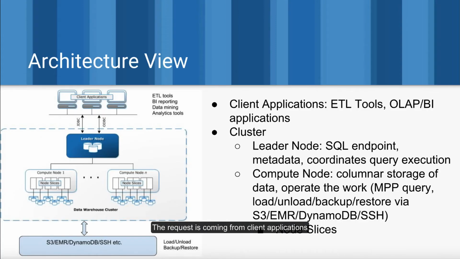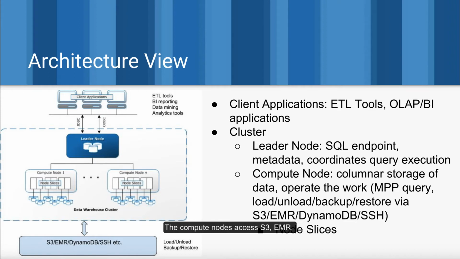The request comes from client applications, for example, ETL tools and BI OLAP applications, through a JDBC or ODBC driver to the Redshift cluster. A Redshift cluster is a set of nodes which consist of a lead node and one or more compute nodes. The lead node is a SQL endpoint with metadata that correlates with query execution. The compute nodes hold columnar storage of data and operate the actual MPP queries.